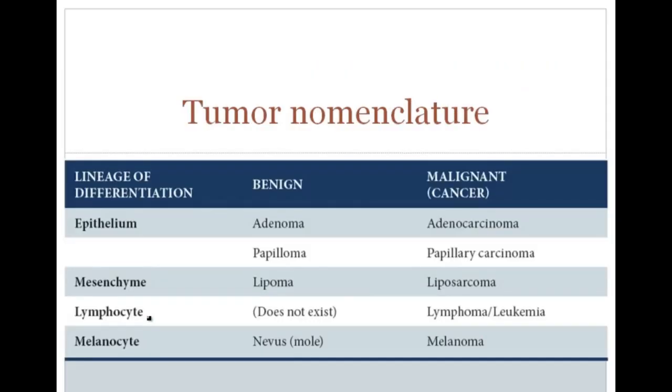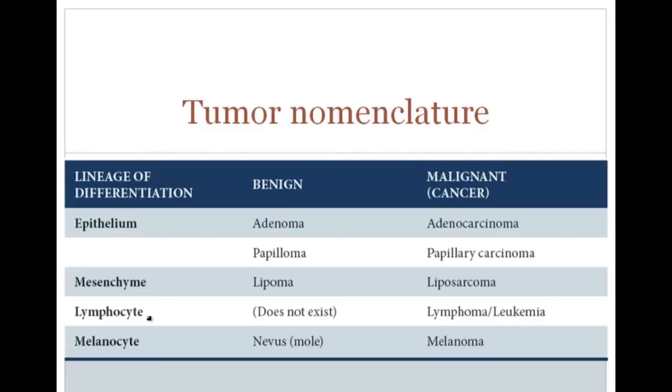Now, if we go a step further, and given that we understand that tumors can be benign or malignant, we should then understand that tumors will have particular lineages of differentiation. And the way I think about this is, you've got four major tissues within the body. You've got epithelium, which are the cells that line the surface of the body. So they line the skin, they line the gut, they line the esophagus, they line the urogenital tract. All right, those are epithelial cells.